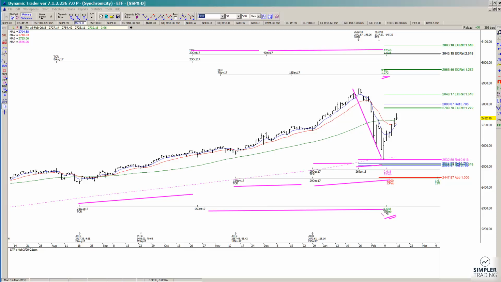So when there's a cluster of timing cycles, I anticipate a possible reversal of whatever the market is doing. It doesn't always work, obviously, but when you combine it with other triggers and signals that would suggest a reversal, it can work pretty well. So this is what it did last week.